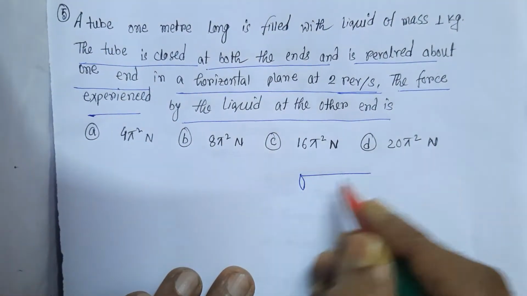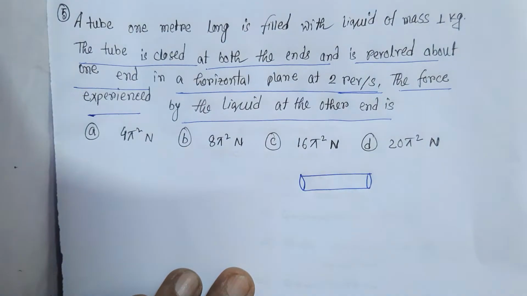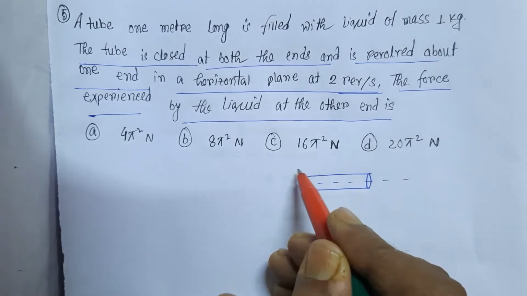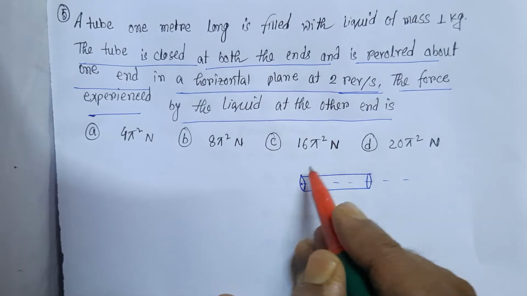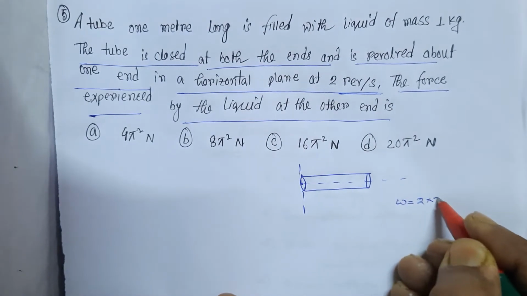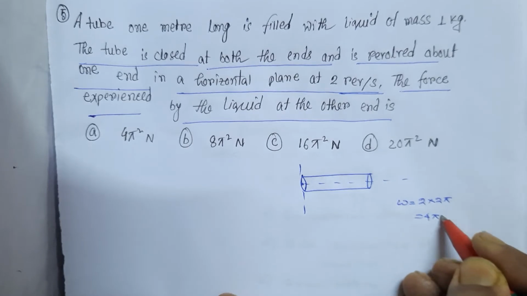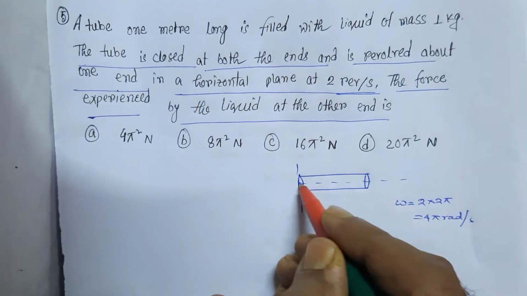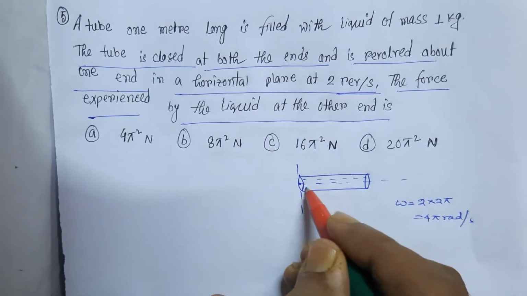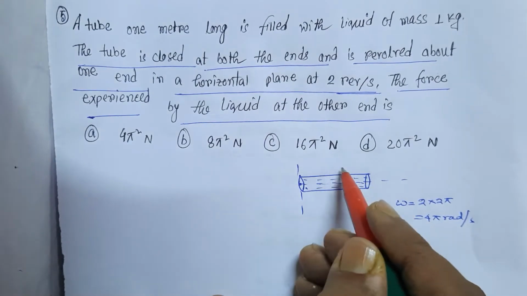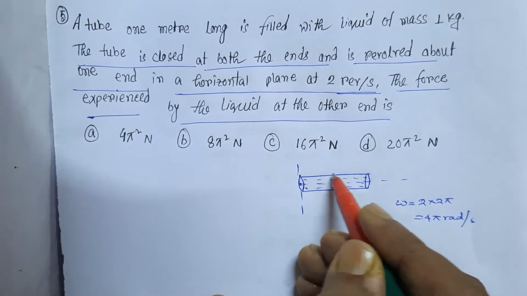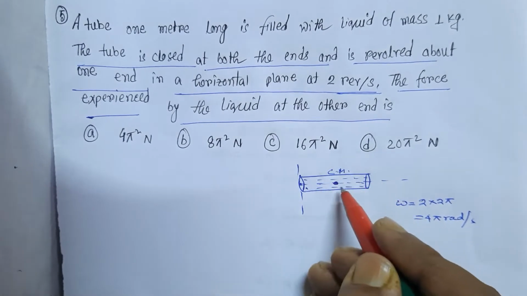Now, here is a tube which is closed at both ends and it is rotating in the horizontal plane with 2 revolutions per second. That is, the angular velocity is 2 into 2 pi, that is 4 pi radian per second. Now, the whole mass of the liquid is not revolving in the same circular track. Here, the mass distribution is symmetric about the center, so we will take it as a center of mass problem.